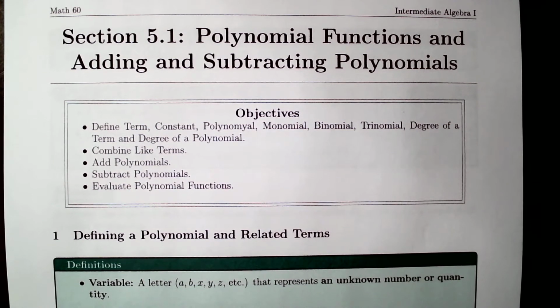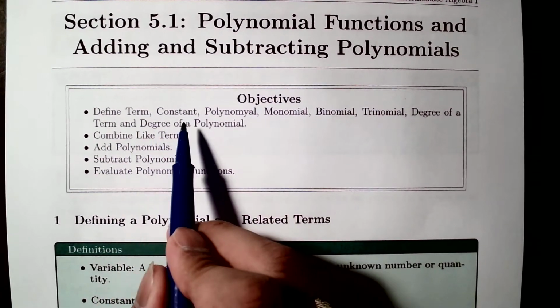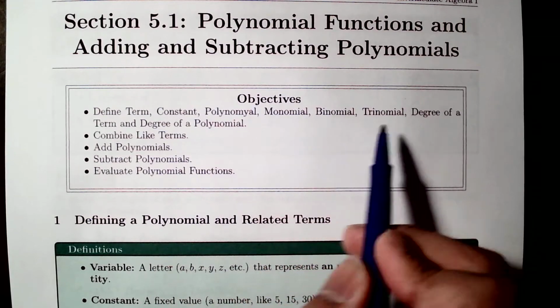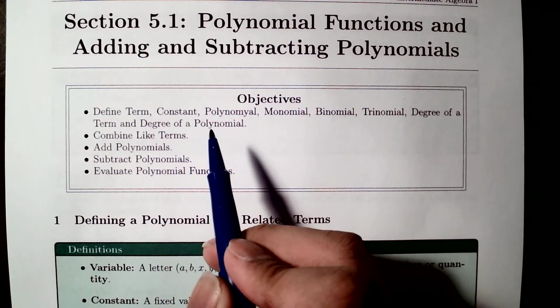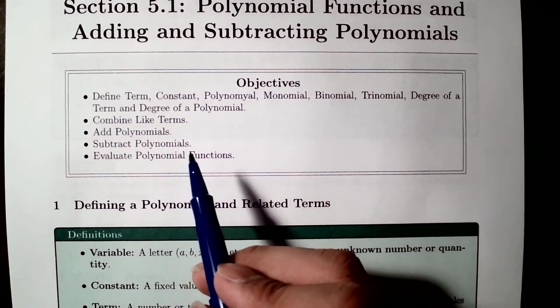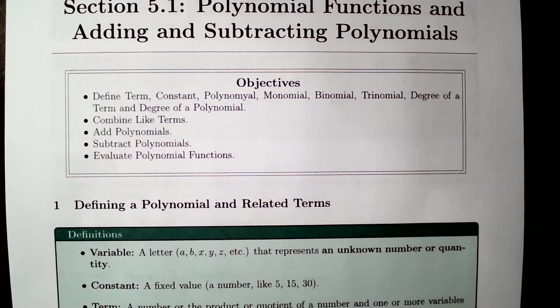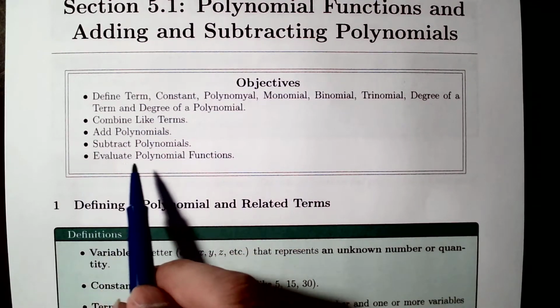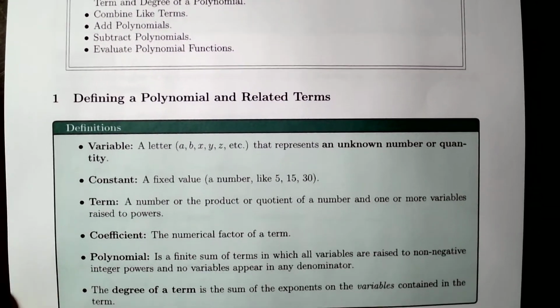Alright, so in this video we go over section 5.1, polynomial functions, adding and subtracting polynomials. But first of all, in this section we are going to define what a term is, what a constant, a polynomial, a monomial, etc. are. Identify the degree of a term and the degree of a whole polynomial, and then we are going to combine like terms by adding and subtracting, and then we're going to consider polynomials as functions that we can evaluate at certain values.